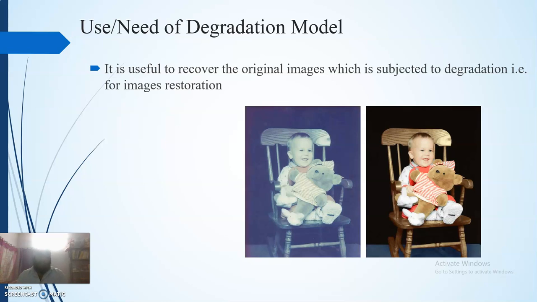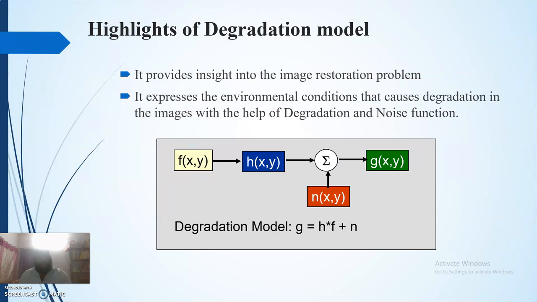Use of degradation model. The degradation model is useful to recover the original image which has been subjected to degradation. That is, the degradation model is used for image restoration. The highlight of this model is that it provides insight into the image restoration problem. While restoring the original image, what problems happen and what degradations occur are given by this degradation model.